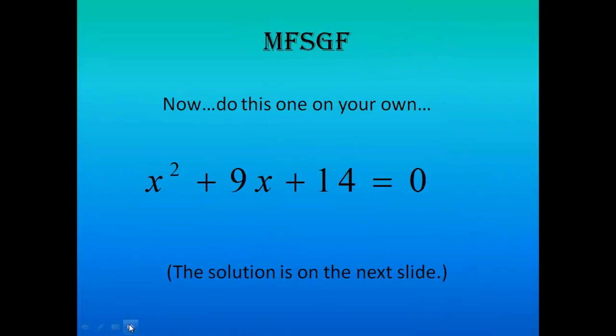I'd like for you to go back if you want to review some of that to help you remember what to do, or if you feel like you have it down, go factor this particular equation. I want to find the two factors that I multiplied together to get to that term using the MFSGF process that we just went through. So I'll let you run back through that, and when you're ready, go to the next slide. And that will show you the solution.